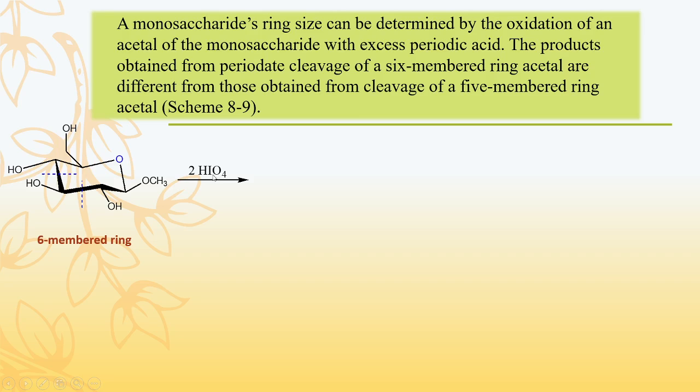And when we react HIO4 with this sugar molecule, there is a cleavage of this bond, and after the cleavage, this carbon atom is joined to one more OH group when it is reacted with this HIO4.